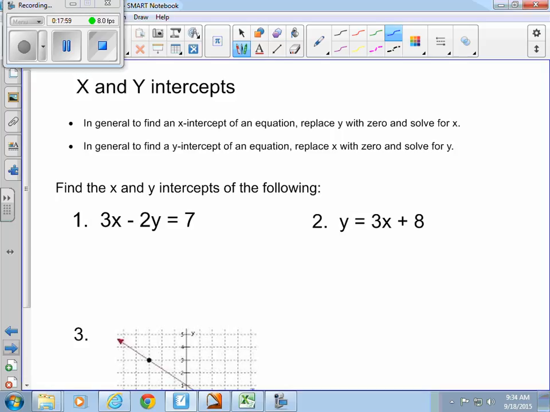So write that down. To find an x-intercept, replace y with 0 and solve. To find a y-intercept, replace x with 0 and solve.